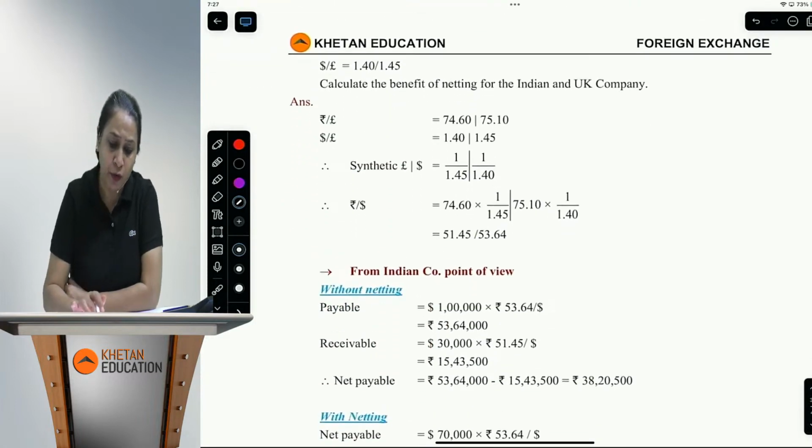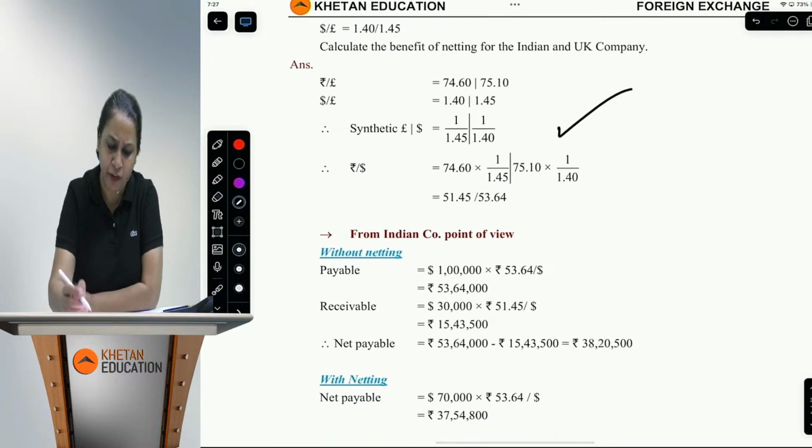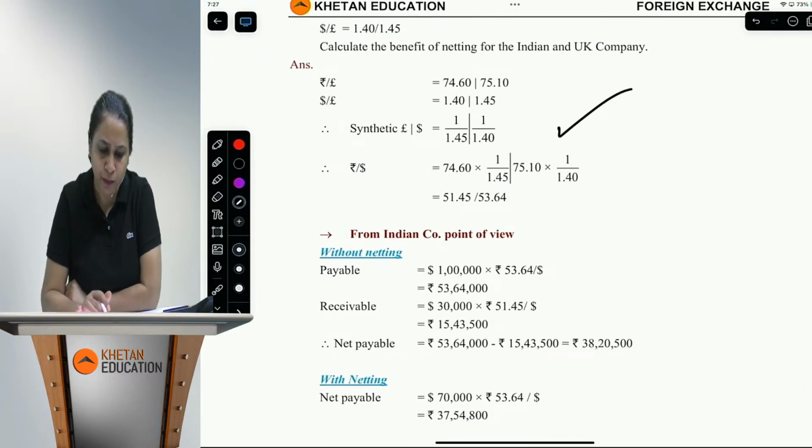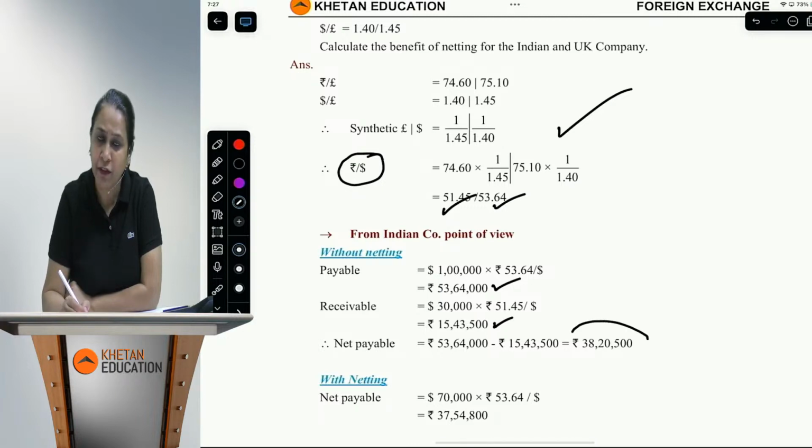Now look at this. Leave this part for the timing from the Indian company's point of view. But I definitely need the rupee-dollar cross currency calculation done. For payable I will use this rate, and for receivable I will use this rate. So this is the amount in rupee for payable, and this is the amount in rupee for receivable, and you net it out. The net outflow in this case will be a net outflow only, because $1 lakh is payable and $30,000 is receivable. So naturally, it will be a net outflow.